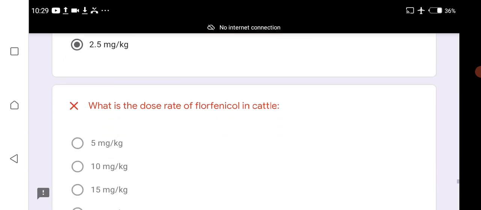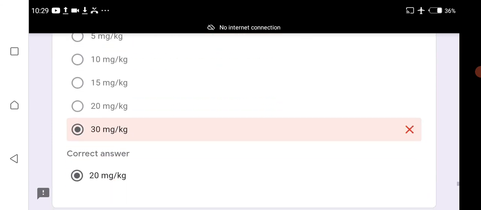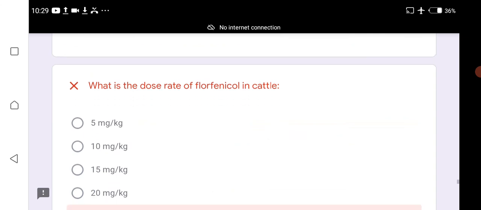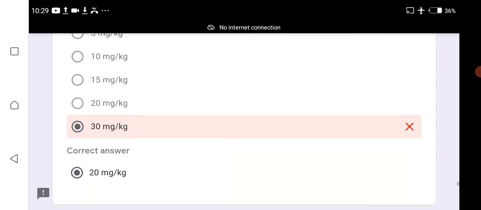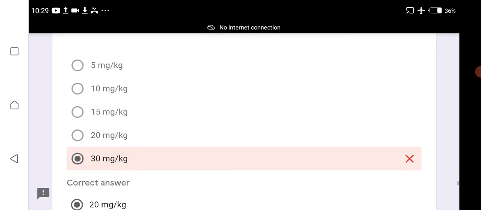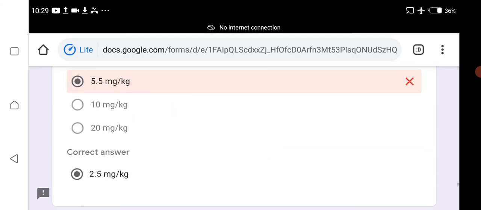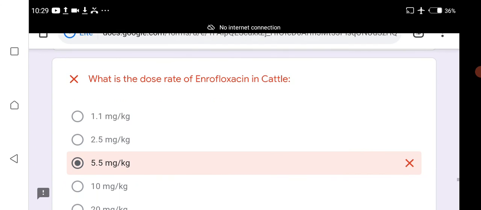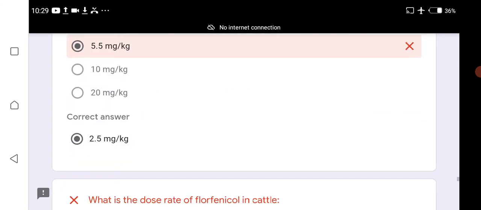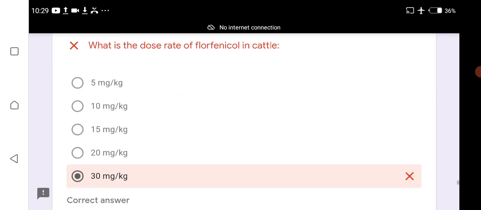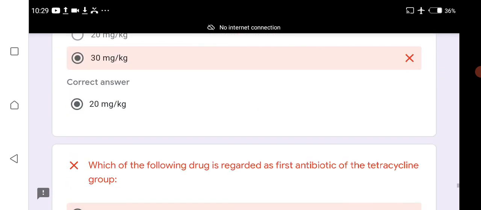What is the dose rate of florfenicol in cattle? 20 mg per kg is the dose rate of florfenicol in cattle, and 2.5 mg per kg is that of enrofloxacin.